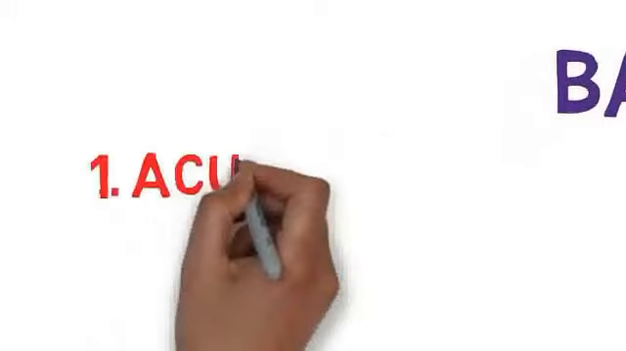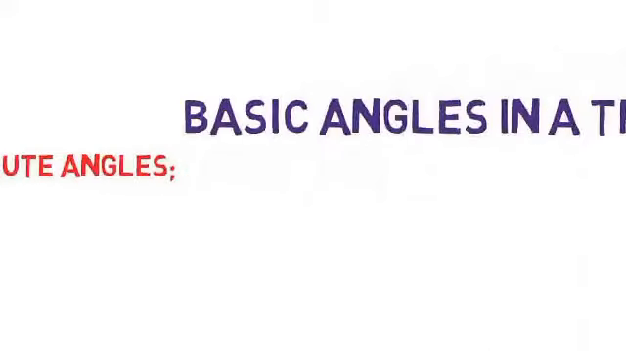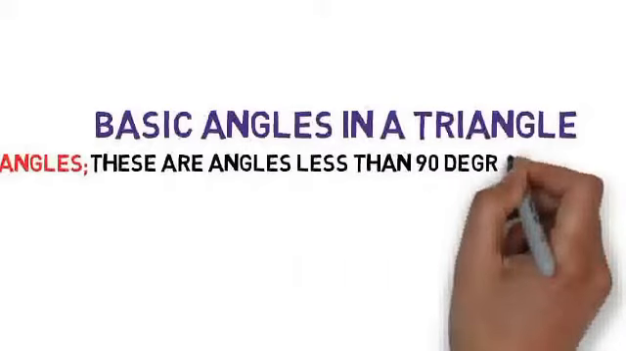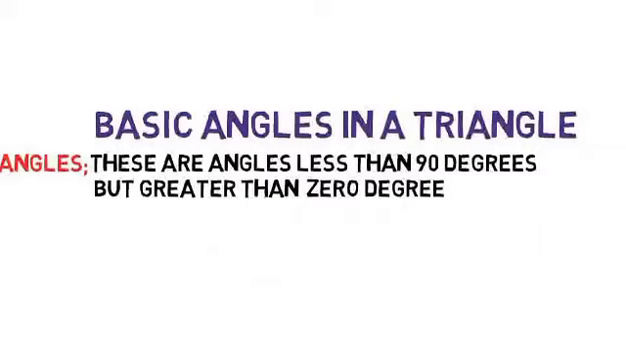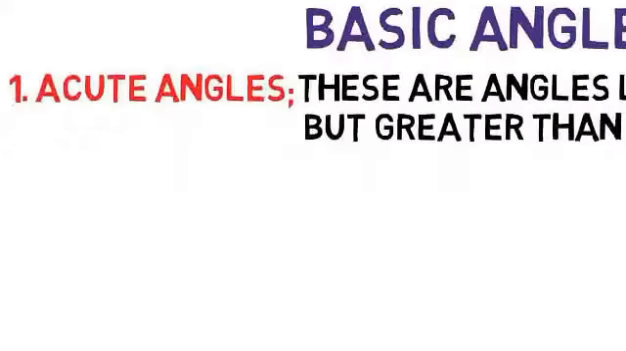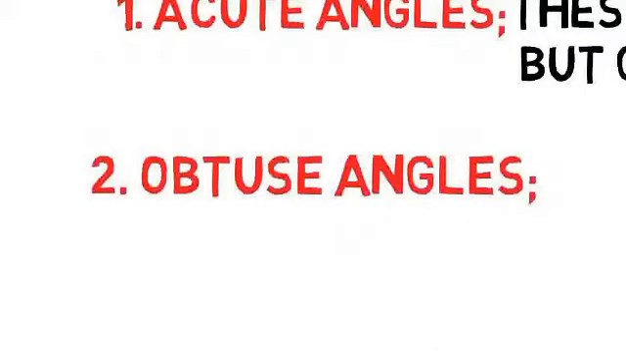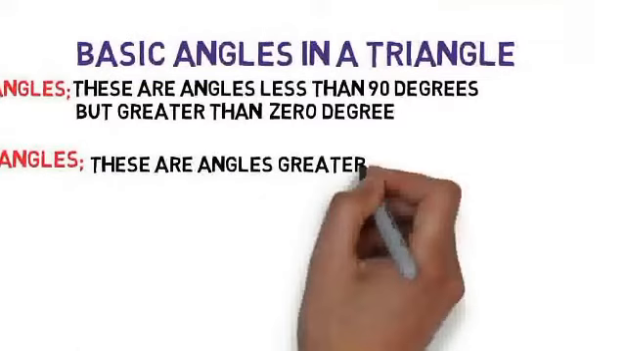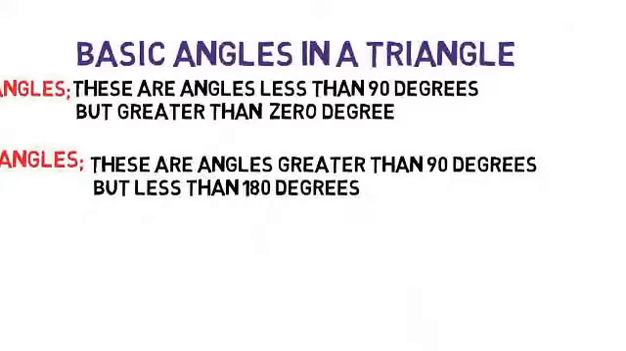For basic angles, we have acute angles. Acute angles are angles that are less than 90 degrees but greater than 0 degrees. We won't stop there. We have other types of angles. We have obtuse angles. These are angles that are greater than 90 degrees, but less than 180 degrees.